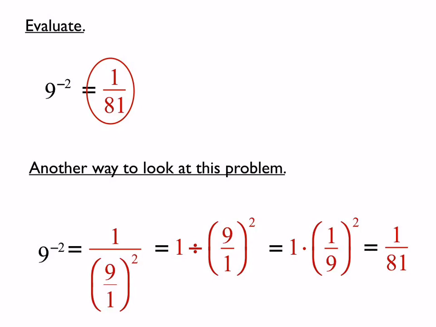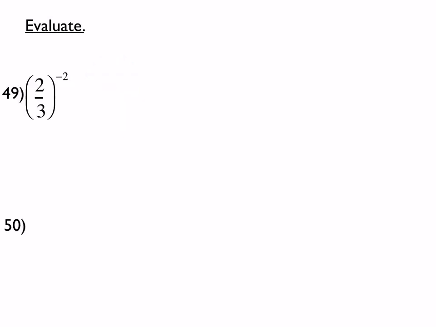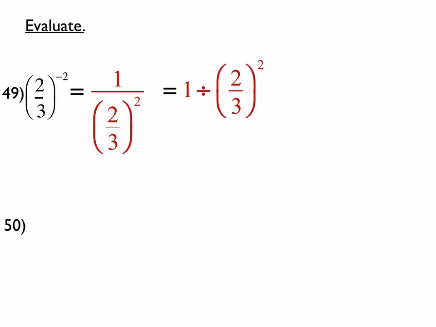Okay? All right. So let's take a look at number 49. 2/3 to the negative 2 power. So if I utilize what I just talked about, that is the same thing as 1 over 2/3 to the positive 2 power. And obviously, you should be taking good notes. Well, that means 1 divided by 2/3 squared, which is 1 times 3/2 squared. And that is 9/4.